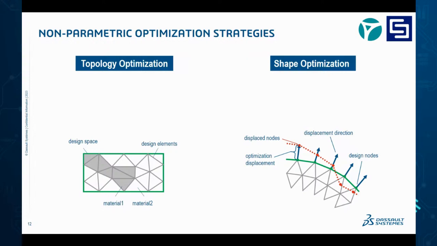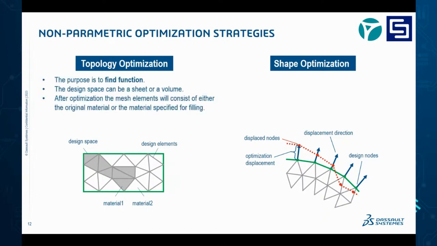Moving forward with non-parametric optimization, this is a feature that we introduced in 2023, but in 2024, of course, it has a lot of enhancements that I want to show you here. Just to put things into context so that everybody knows what we're talking about: when we have non-parametric optimization, we are talking about two different strategies. The first one is the topology optimization. What we want to do in the topology optimization is define a design space, a sheet or a volume, and find a function in it, right? We give that space to the optimizer, and then it will find a structure that will suit your requirements for the optimization.